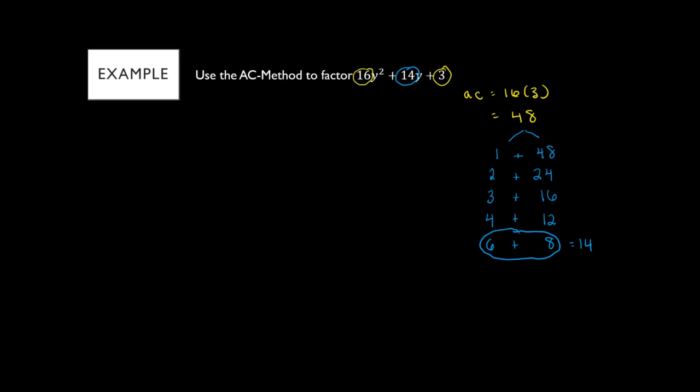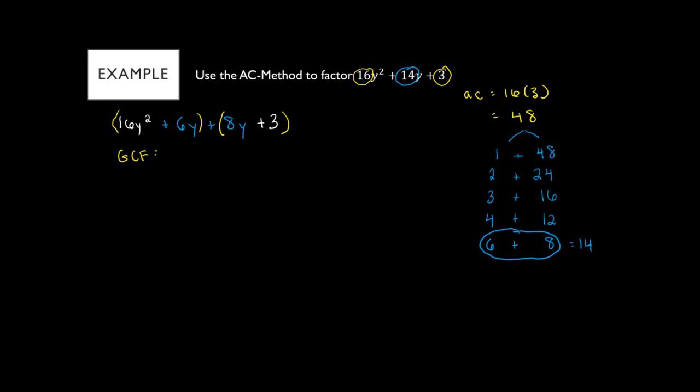So I'm going to rewrite this as 16y squared plus 6y plus 8y, then plus 3. So instead of writing plus 14y, I now have 6y plus 8y. And then we're going to pair these off by grouping the first two and the last two things. And then we're going to find the greatest common factor.